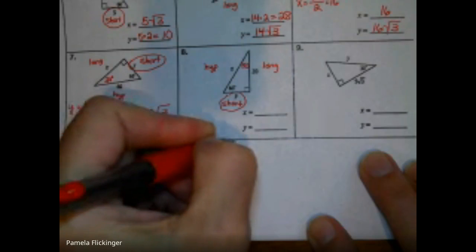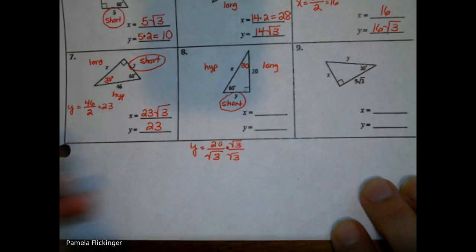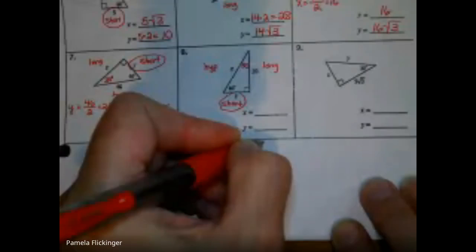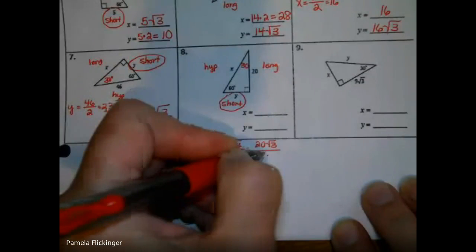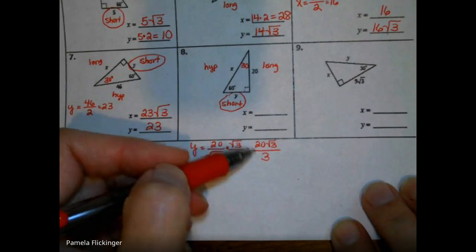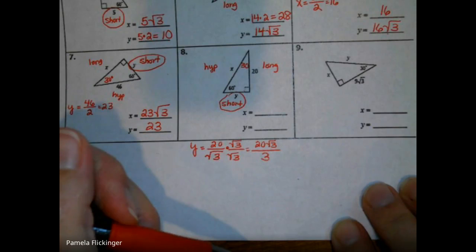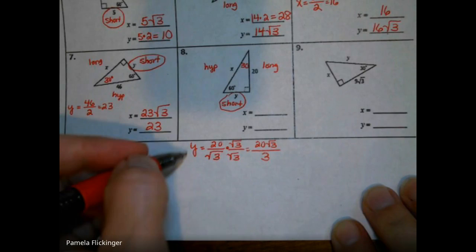So I'm going to multiply top and bottom, each by the square root of 3, and I end up with 20 square roots of 3 over the square root of 9, which will just become 3. These numbers on the outside do not simplify. Again, do not give me decimals. So Y is going to be left as 20 root 3 over 3.